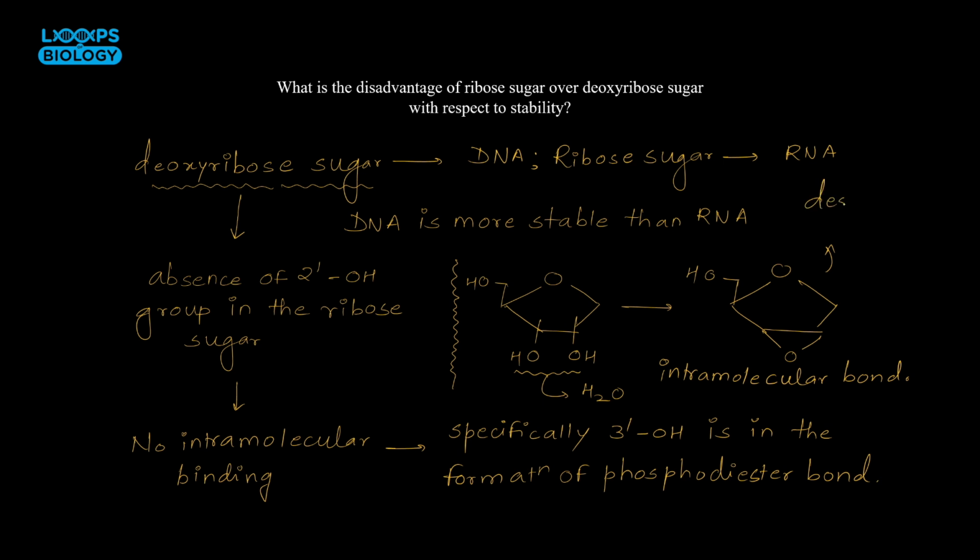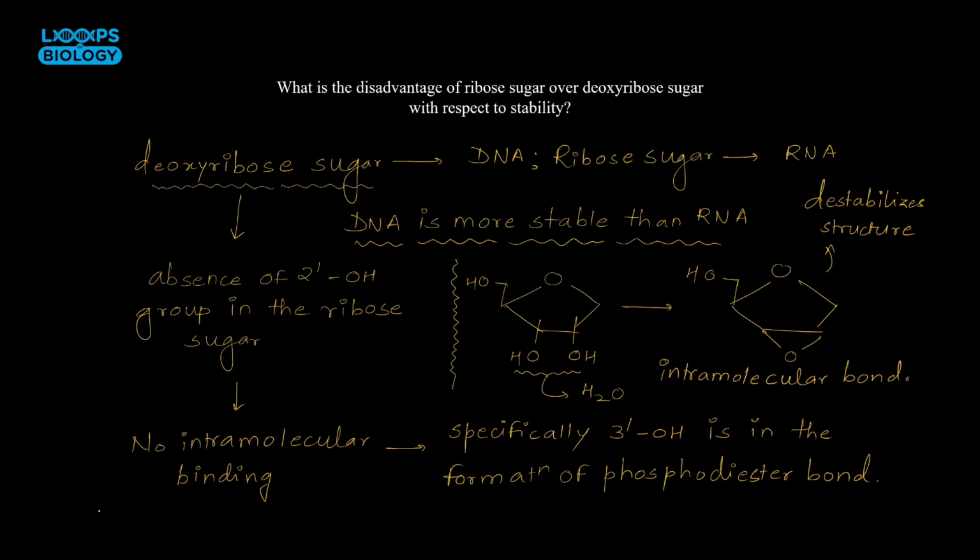So this destabilizes the structure, and this is seen in the case of RNA. That's why your DNA is more stable than RNA, and this is the only disadvantage of ribose sugar over deoxyribose sugar. I hope you are clear with this particular concept, liked this video, and understood what nucleic acids actually are.